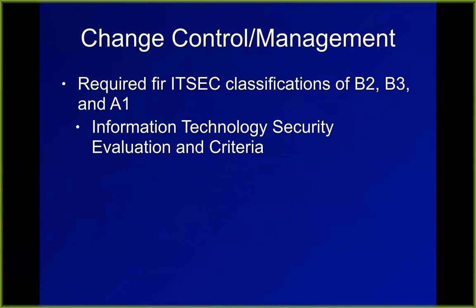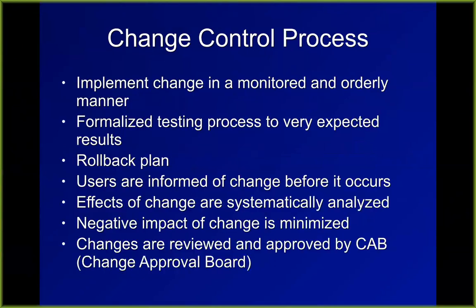This is the Department of Defense Orange Book. It applies to military systems, and we'll be talking a lot more about it as we go ahead. There are various levels of security here, and A is the highest. So you cannot get the highest rate here without a change control and management system in place.